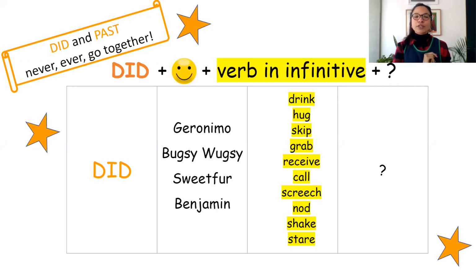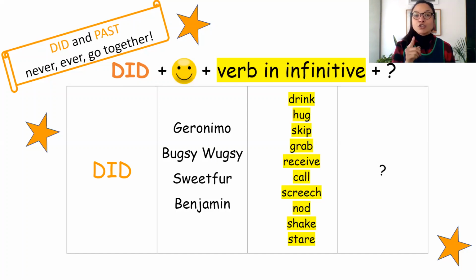So the first word that we need to write to start creating our question is did, as it is here, down here. So did. Now we're going to choose a character. We are going to choose Geronimo, Bugsy Wugsy, Sweetfur, or Benjamin. And here we have all these verbs in yellow. Remember that while creating questions in simple past, the word that will be in simple past is did. So we are not going to put the verb in the past. We need to put it in infinitive. Remember that did and past never ever go together.